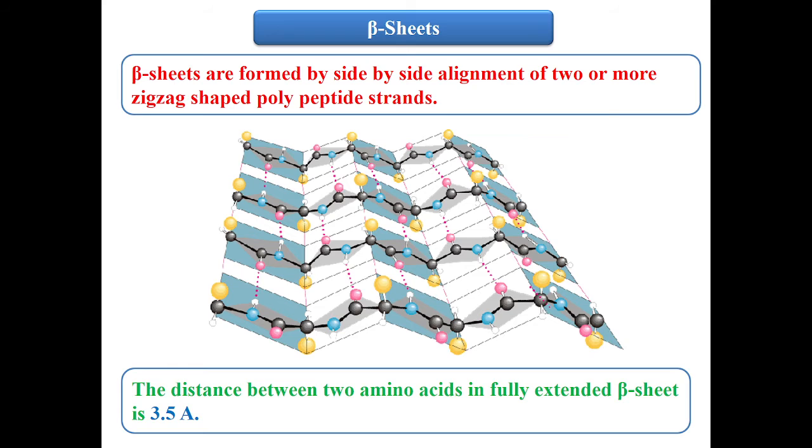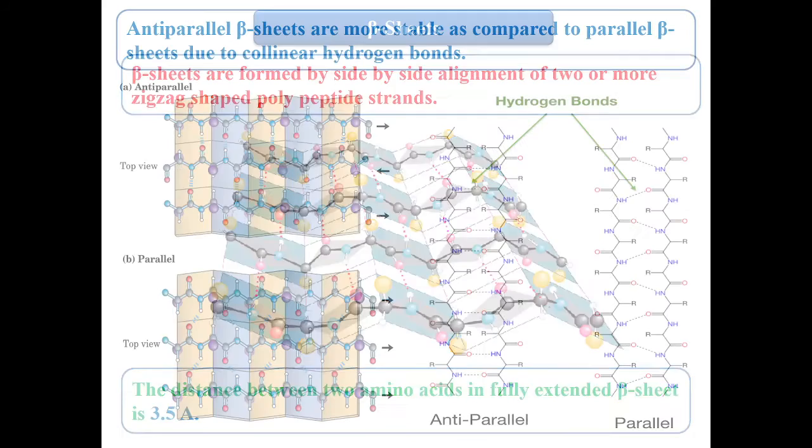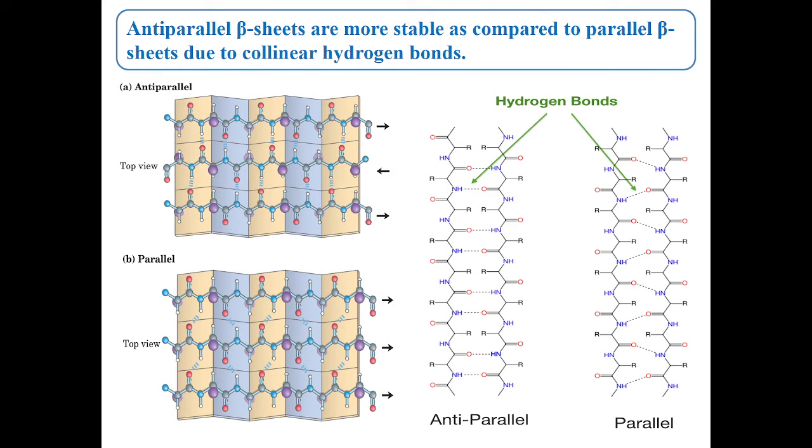Now another is beta sheet. Beta sheet is formed by side alignment of 2 zigzag shaped polypeptides. The distance between two amino acids in a fully extended beta sheet is 3.5 Angstrom. There are two types of beta sheets. One is parallel beta sheet and another is anti-parallel beta sheet. The anti-parallel beta sheets are quite stable as compared to the parallel beta sheets due to the linear hydrogen bonding present in the anti-parallel beta sheets.